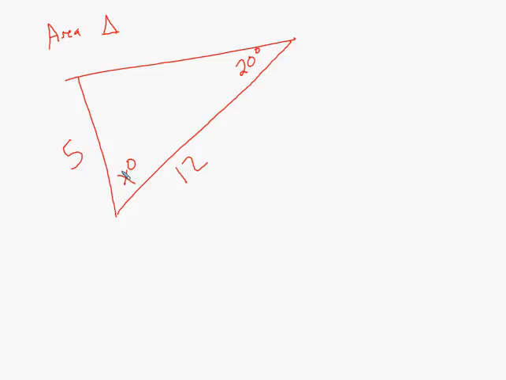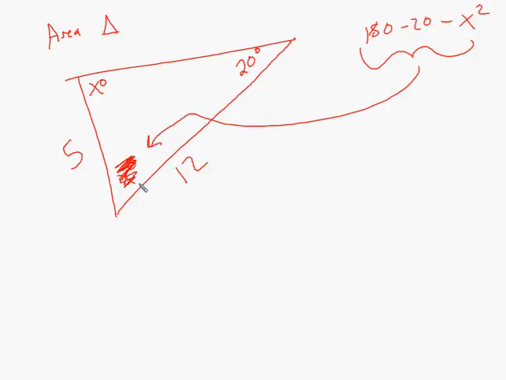Could I use law of cosines? Well, hold on. I can't find that, so I can't find this one directly. So I could use the law of sines to get this angle. And then I could do 180 minus 20 minus whatever this is. And that gives me this angle. And now I can use the trick. Do you see what I'm saying? So sometimes for the area of the triangle things, you have to do extra steps.